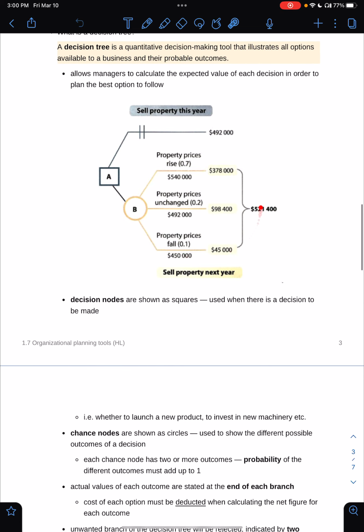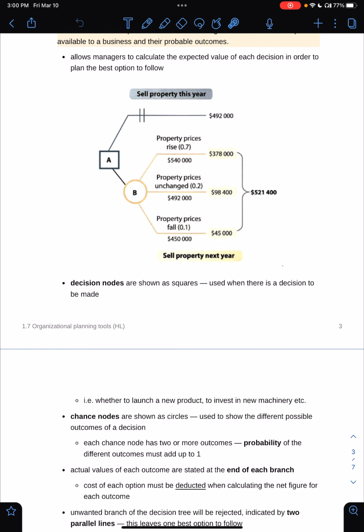So when we look at this example here, we can see that this is what a decision tree looks like. And in this decision tree, you might see different things, including a square or circle, different nodes, and also different values, which we'll be explaining. So firstly, we have decision nodes, and decision nodes are shown as squares and used when there's a decision to be made. So in this example, we can see that this A here is a decision node because they can either sell the property this year or sell the property next year. And so this is when a decision has to be made.